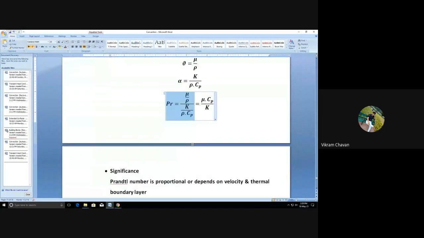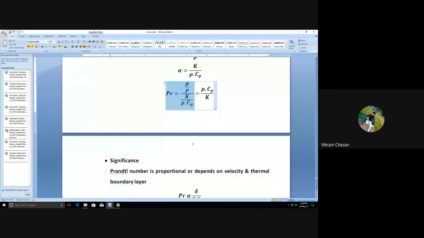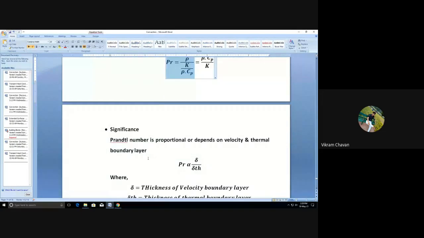Now, what does the Prandtl number signify? Actually, the Prandtl number's significance is different from its formula, mu Cp divided by k. How is it different from the formula? Because the Prandtl number is proportional to the ratio of the velocity boundary layer and the thermal boundary layer.